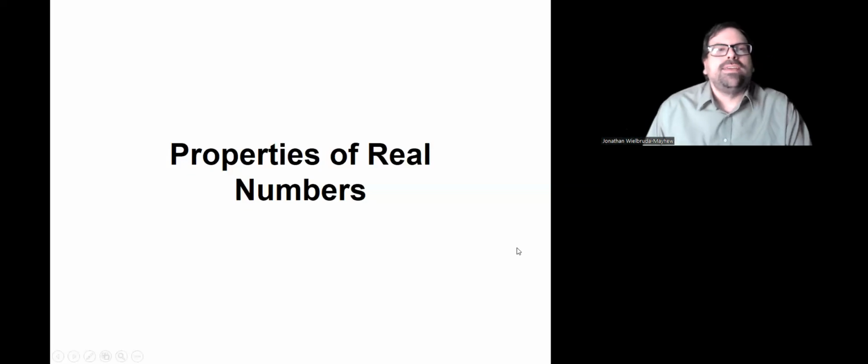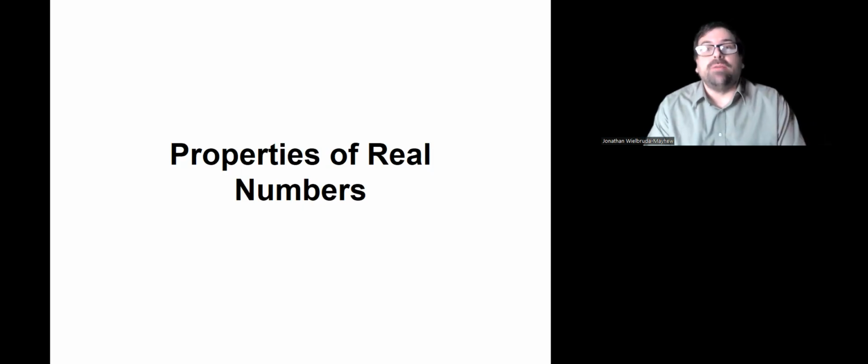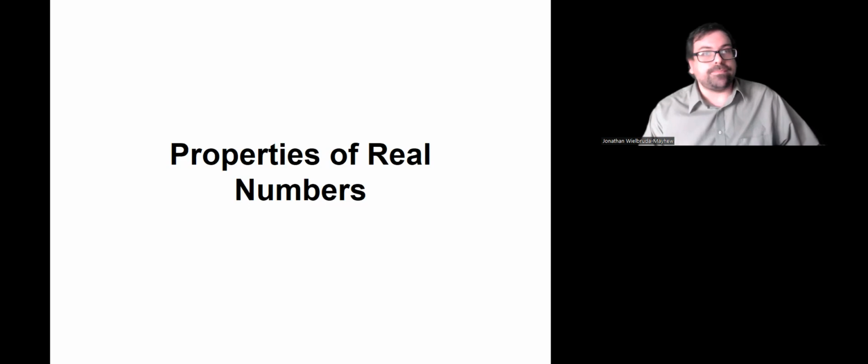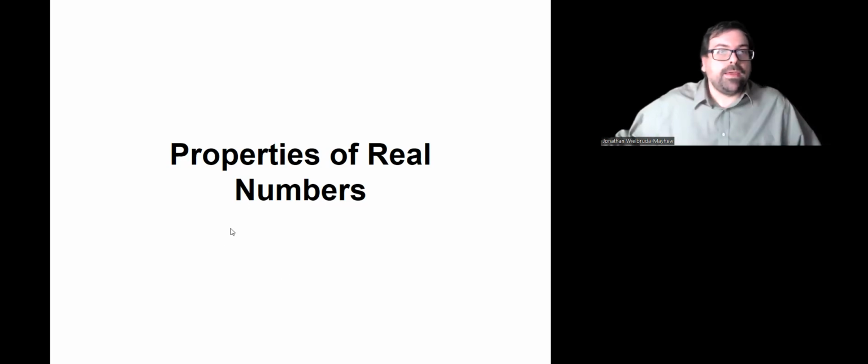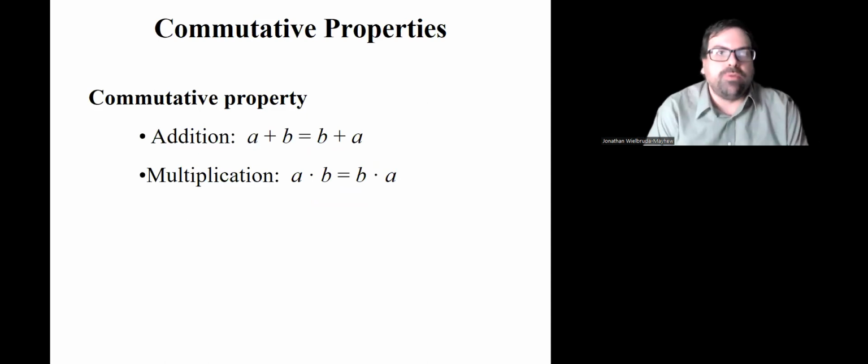Hello, everyone. As you can see, today we're going to talk about properties of real numbers. And the first property we're going to look at is called the commutative property. There's one for addition and there is one for multiplication.